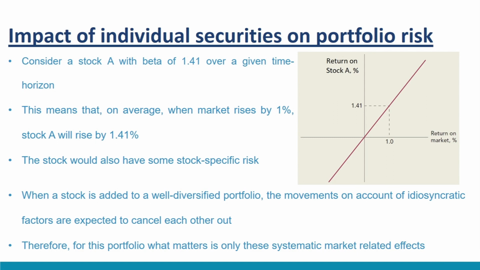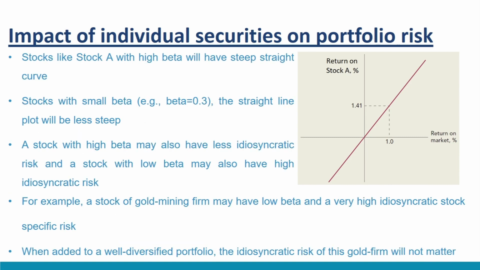However, the stock would also have some stock-specific risk. That means the actual returns would be scattered around this line and may not exactly fall on the straight line. Nonetheless, when a stock is added to a well-diversified portfolio, the movements on account of idiosyncratic factors are expected to cancel each other out. Therefore, for this portfolio, what matters is only these systematic market-related effects. Stocks like stock A here with high beta will have a steep straight line. For stocks with small beta, for example beta equal to 0.3, the straight line plot will be less steep.